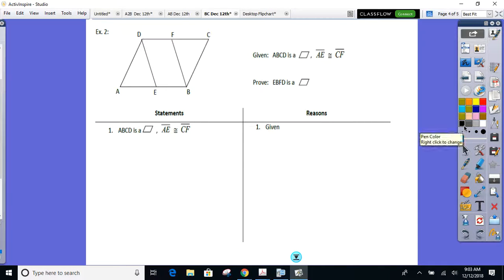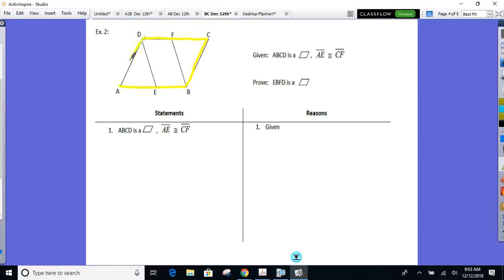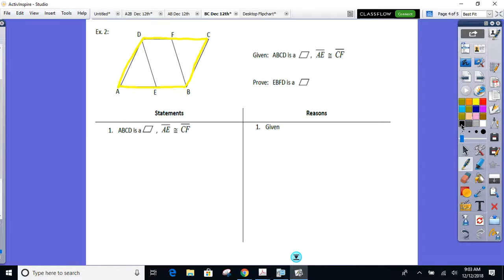How about this? Given a parallelogram, prove another one is. I'm going to start out, and this is where the highlighters come in handy. I'm going to highlight which one is a parallelogram. That tells me you can apply any property you want to that highlighted quadrilateral. And we are also given that AE is congruent to CF.